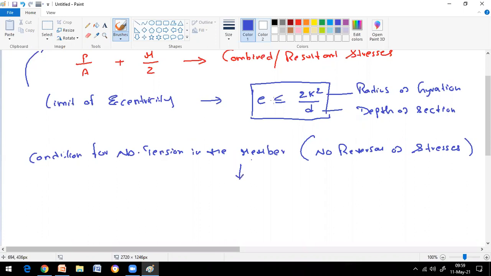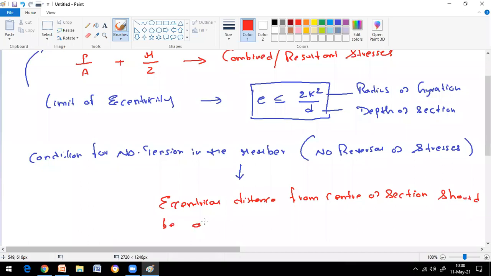To avoid this negative stress in the member, you have to see that your eccentrical distance from the center of section should always be within a limit. So when can you avoid the reversal of stresses? We have to avoid reversal of stresses and negative stress. To avoid that, your eccentrical distance from the center of section should always be within the limit.